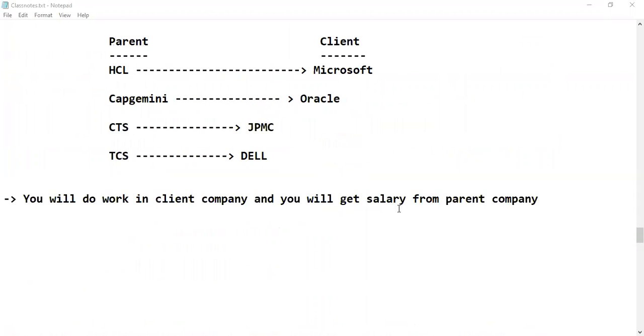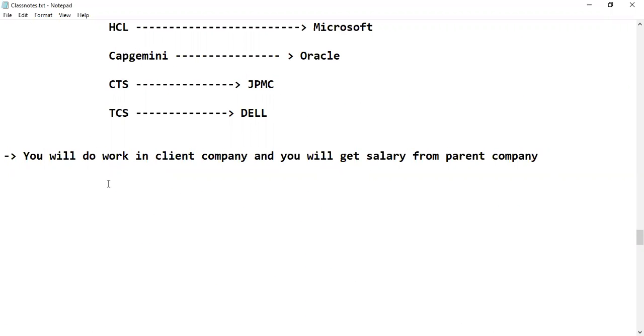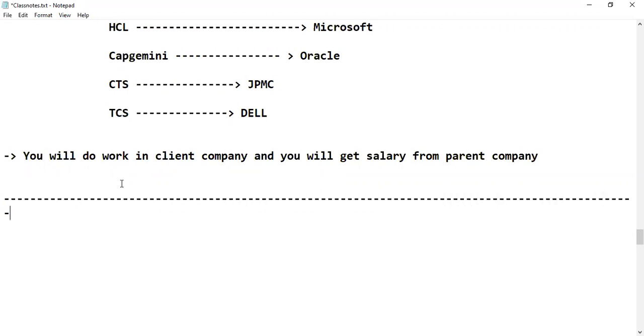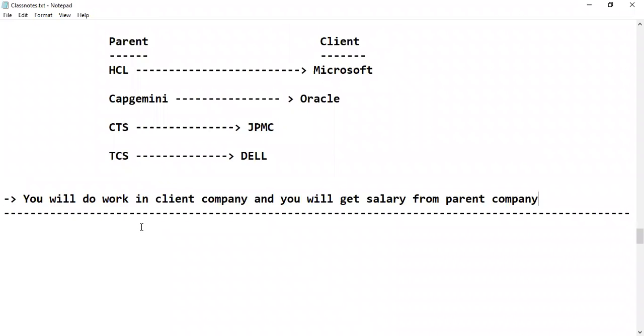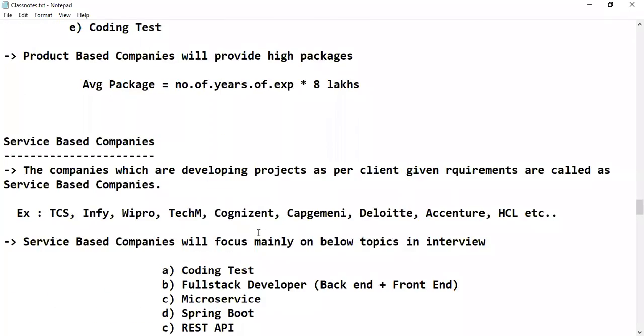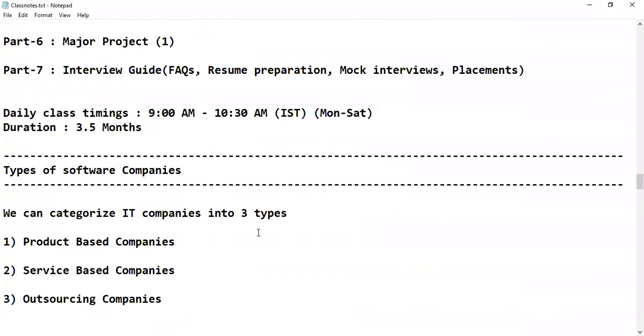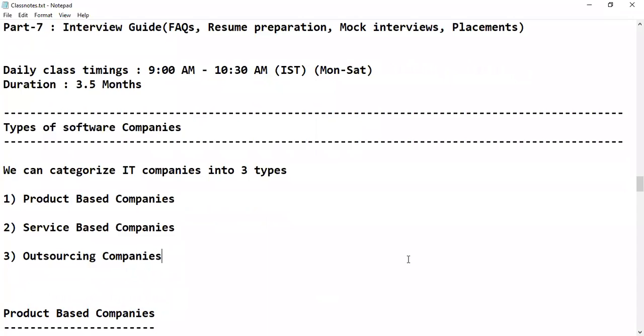Right. Fine. Now, whenever you get a job as a contract employee, you will have a parent company and a client company. You will get selected for the parent company, but you are going to do the work in the client company. So this is all about types of companies in IT: product-based companies, service-based companies, and outsourcing companies.